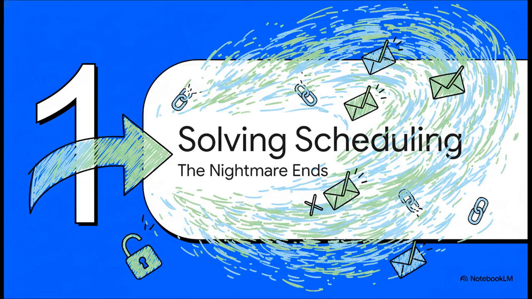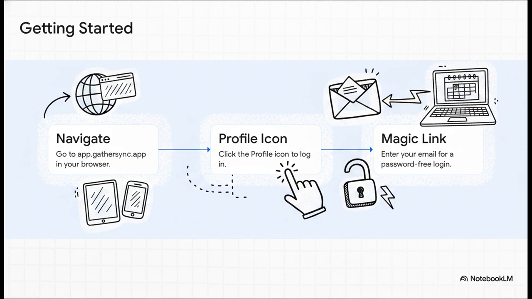Section 1. Solving the scheduling nightmare. Getting started absolutely shouldn't be a hurdle. GatherSync is a fully responsive web app. What does that mean for you? It means 0 downloads required. You don't have to dig through an app store. You just head to the URL, enter your email, and the system shoots you a secure magic link. You click it, and boom, you are logged in, password-free, staring right at your events dashboard. No passwords to forget, no clunky onboarding, just straight into organizing.